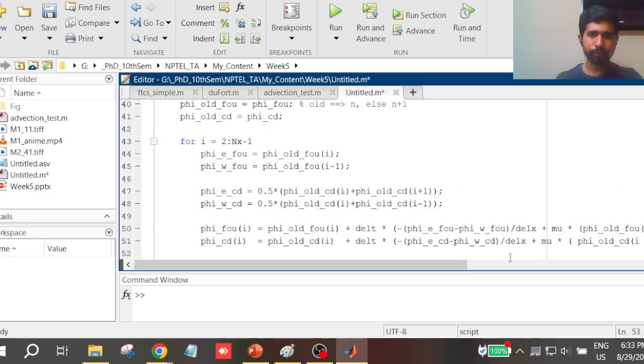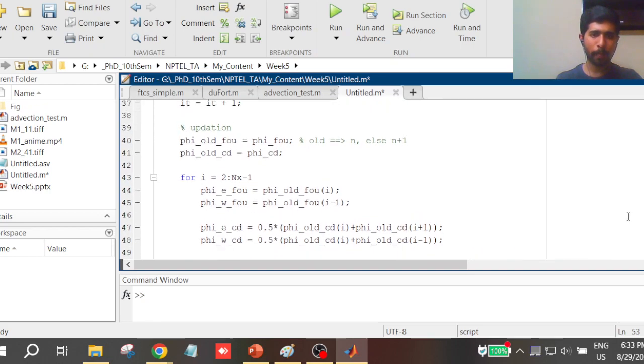What I have done here is that I have calculated phi at east using the FOU scheme and using the central difference scheme. That is why I have given two variables, central difference and FOU. Now you can clearly see that it is very easy to understand, because I have just directly written phi at east equal to phi at I for the FOU scheme, because my velocity is in the positive direction.